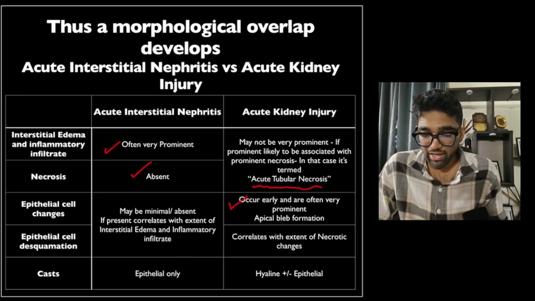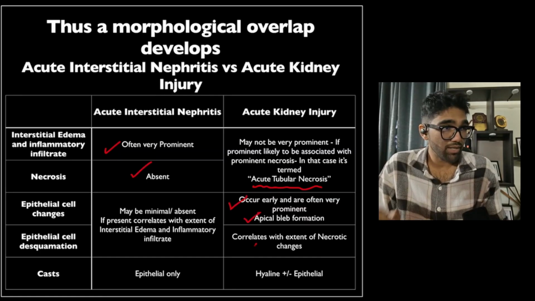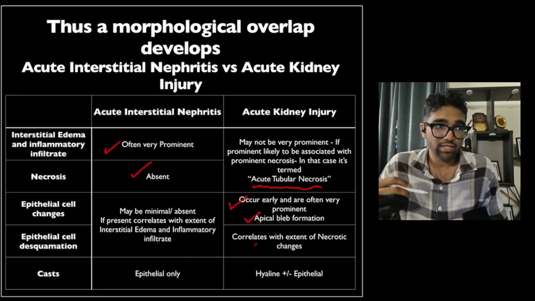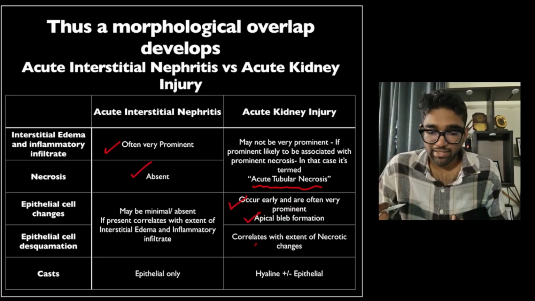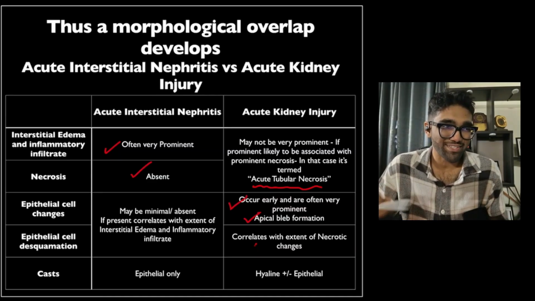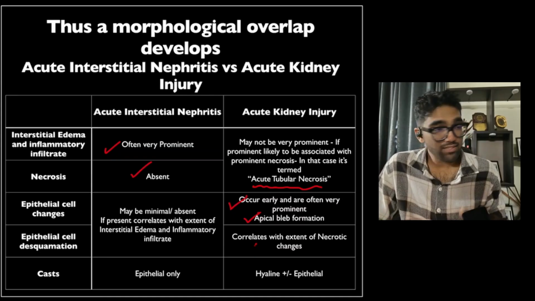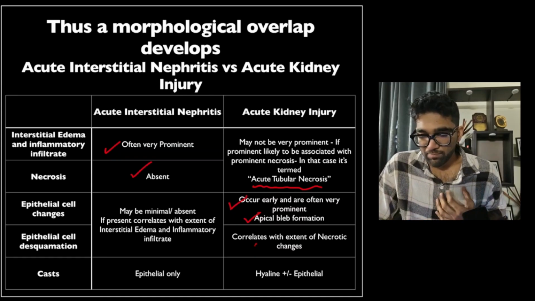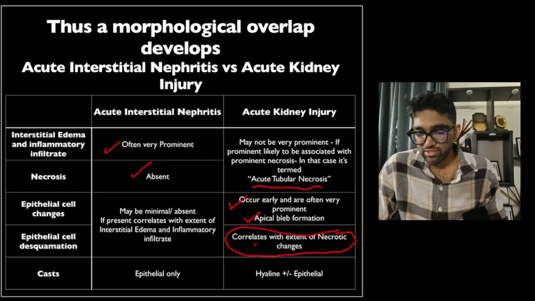Along with that, you may have apical bleb formation. The blebbing is because the cytoskeleton is maintained through ATP, and ATP is going to get depleted if you have prolonged renal ischemia. So as a result, there's apical bleb formation. And epithelial cell desquamation usually correlates with the extent of other necrotic changes.